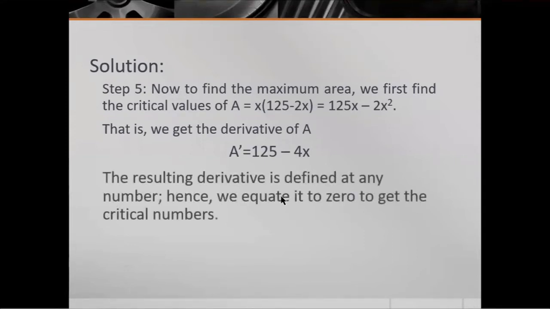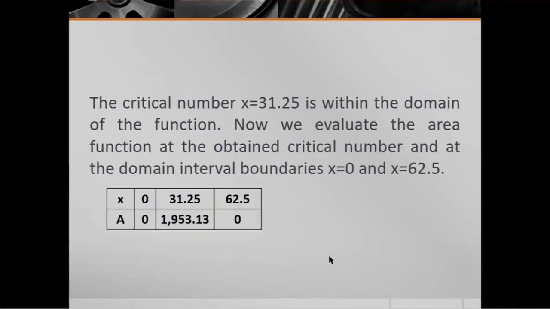The resulting derivative is defined at any number. Hence, we equate it to 0 to get the critical numbers. So we have A prime equals 125 minus 4x equals 0. Then the value of x is 125 over 4, or approximately 31.25. Hence, the critical number is 31.25. The critical number x equals 31.25 is within the domain of the function.